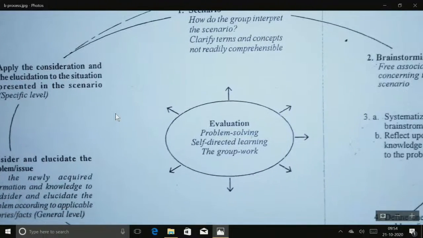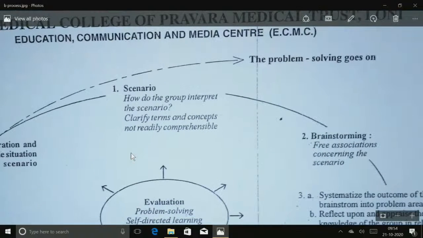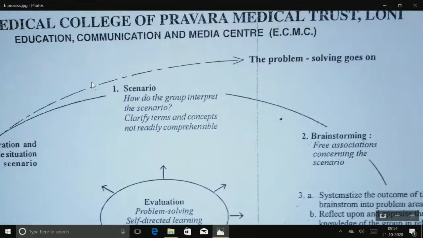And once this is done, the problem solving goes on. So whatever problems are further faced, they are being solved. So this is like after the 8th step, you can see there is problem solving goes on. I hope you are clear with all the objectives and the cycle or the process of problem based learning.